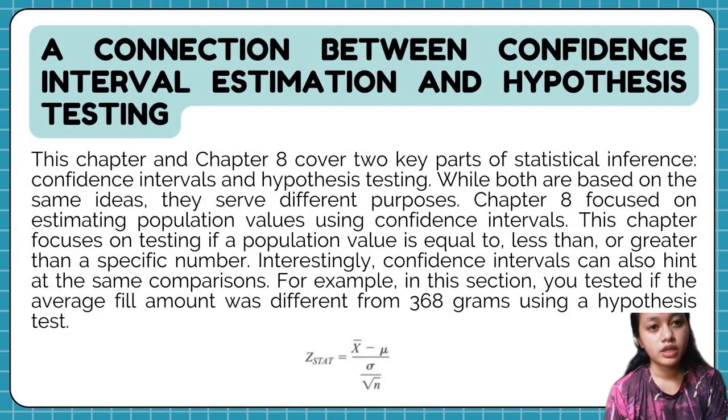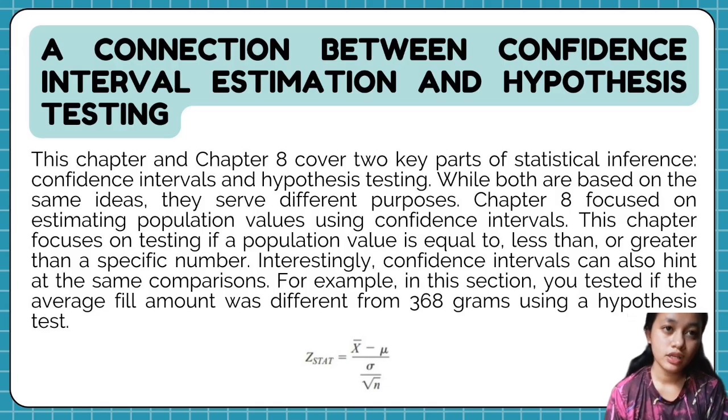Good day everyone. Today I'll be discussing the connection between confidence interval and hypothesis testing. So this chapter, Chapter 8, covers two key parts of statistical inference, the confidence interval and hypothesis testing. While both are based on the same ideas, they serve different purposes. Chapter 8 focuses on estimating population values using confidence interval. Hypothesis testing focuses on testing if a population value is less than, equal to, or greater than a specific number.